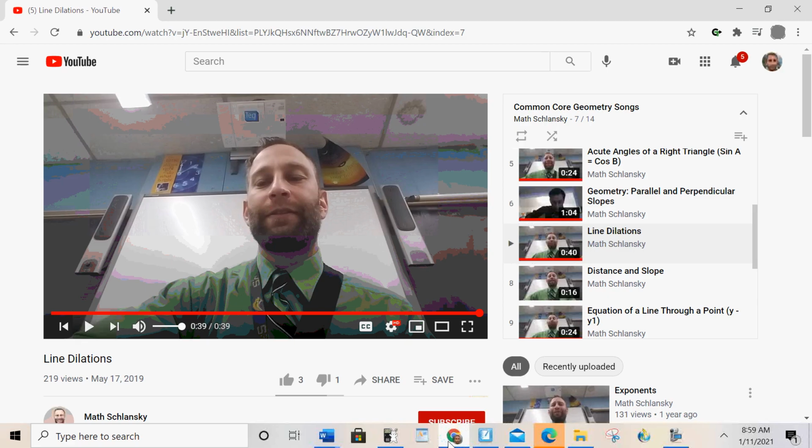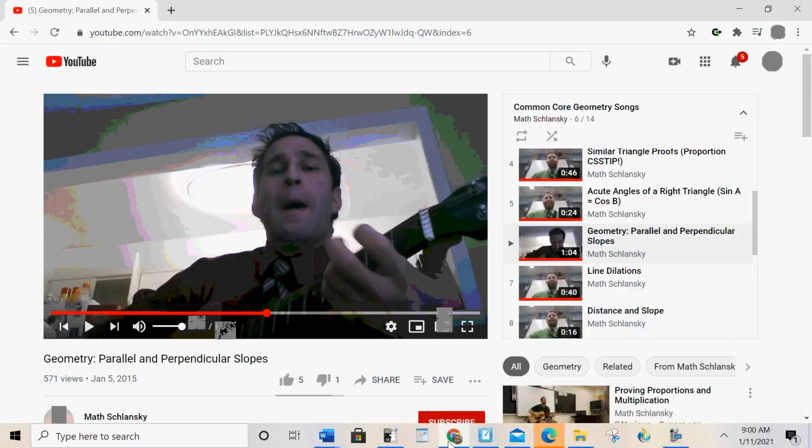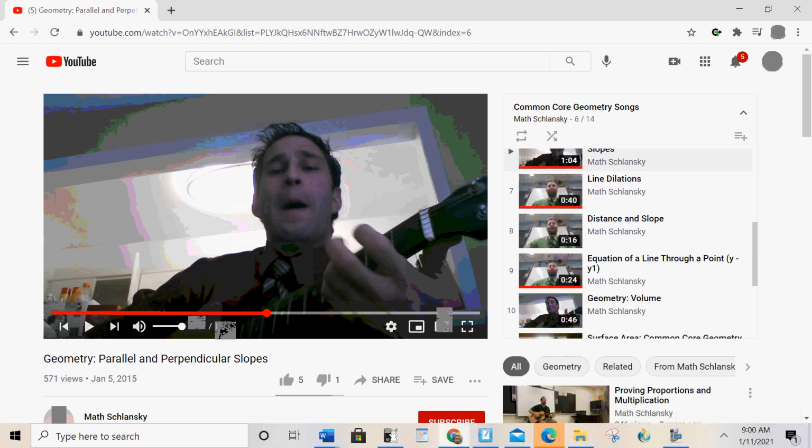So let's start with parallel. Parallel has the same slope. Perpendicular lines have negative reciprocal slopes, negative reciprocal slopes, flipped and negatives, negative reciprocal slopes. So we need that song, and then we need to combine that with this next song for the first type of question.